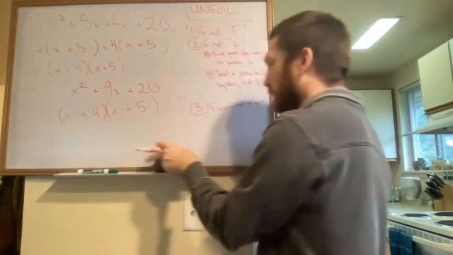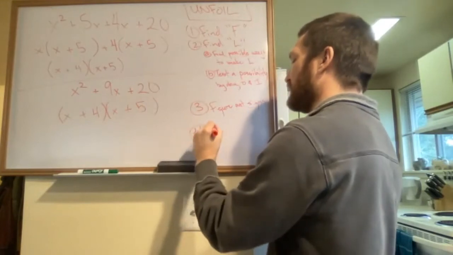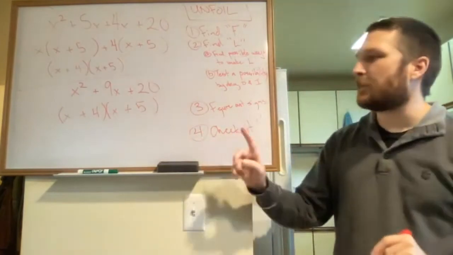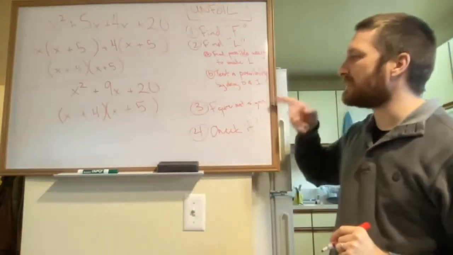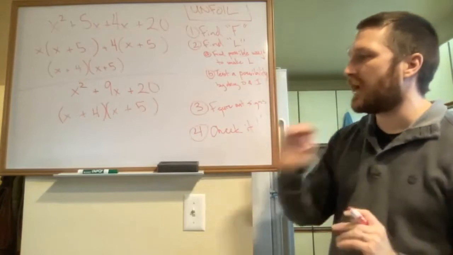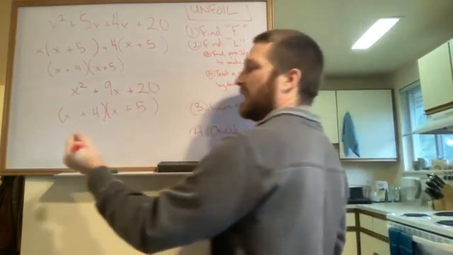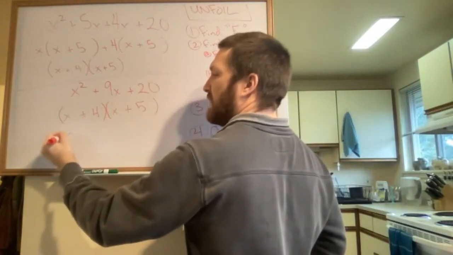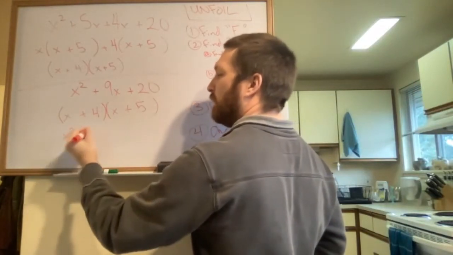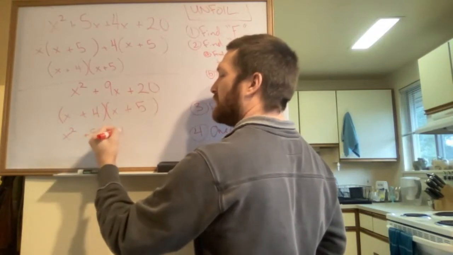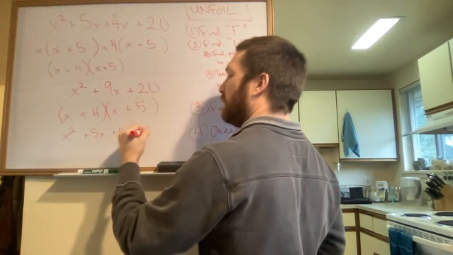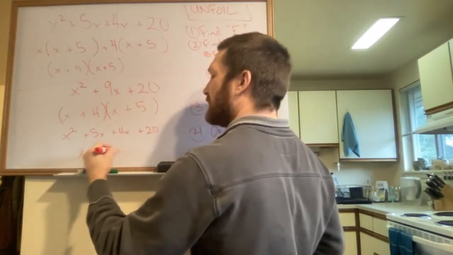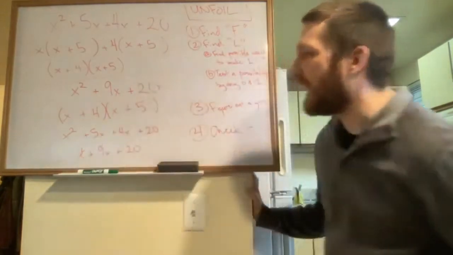The final step is check it. Please don't forget step 4, because it's so easy to mess up one of these and go, yeah, okay, I'm good to go. We're going to check by going first, outer, inner, last. First gives me x squared. Outer gives me plus 5x. Inner gives me plus 4x. Last gives me plus 20. All together, we have x squared plus 9x plus 20, which is what we had.